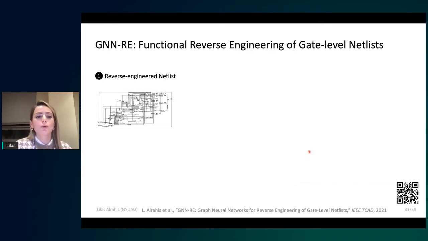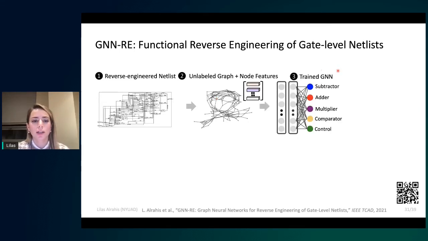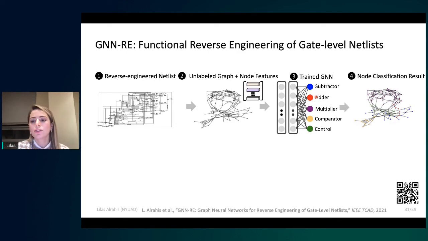Now, in GNN RE, we follow a similar analysis that is done in GNN unlock. We take the reverse engineered netlist, we represent it as a graph, we extract features for the nodes, and then we pass it to our trained GNN model. But here the GNN is trained on a large data set of different circuits that contain different components like subtractors, adder, multiplier, comparators, control block, and also some sequential elements like shift registers, counters, FSMs. And then after passing this graph to the GNN, it will tell us specifically the subcircuit each node belongs to in the graph.